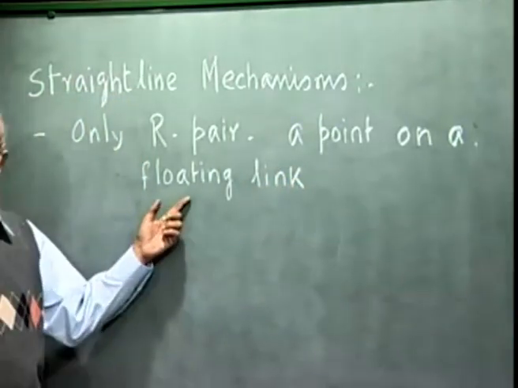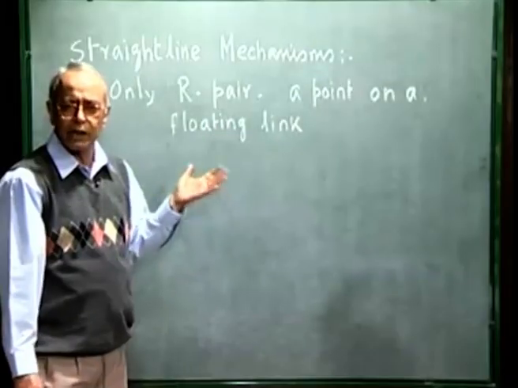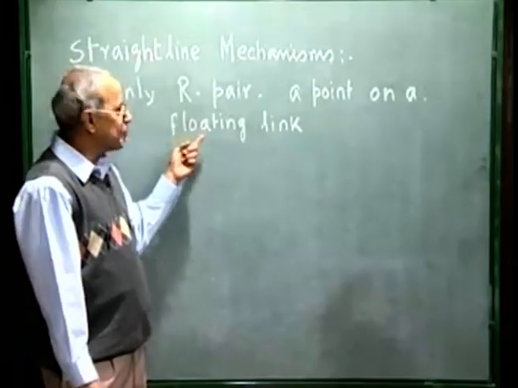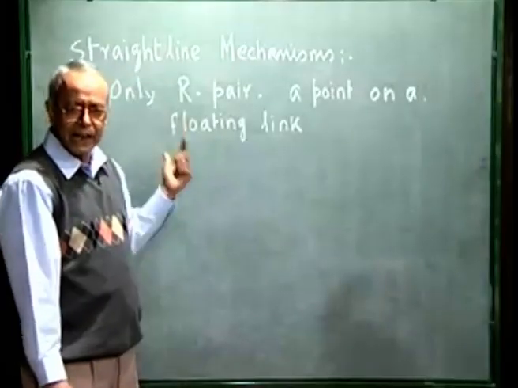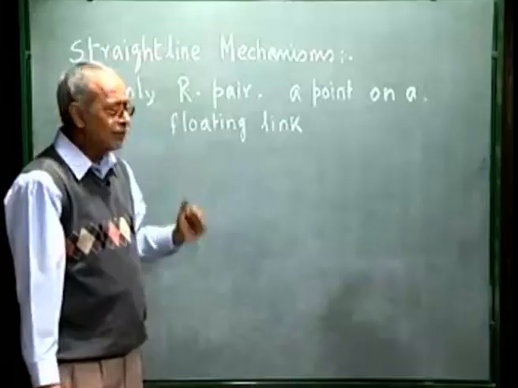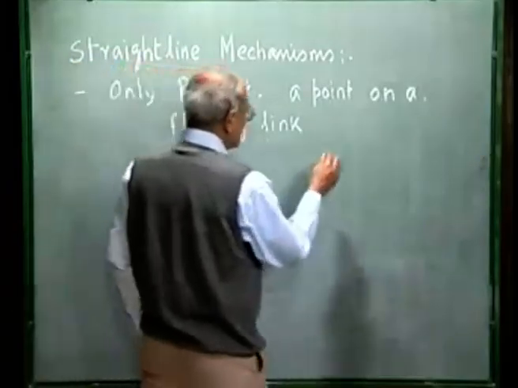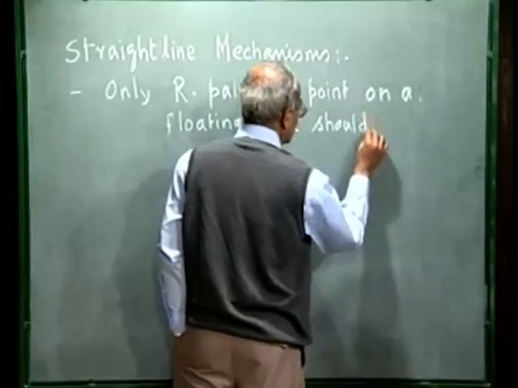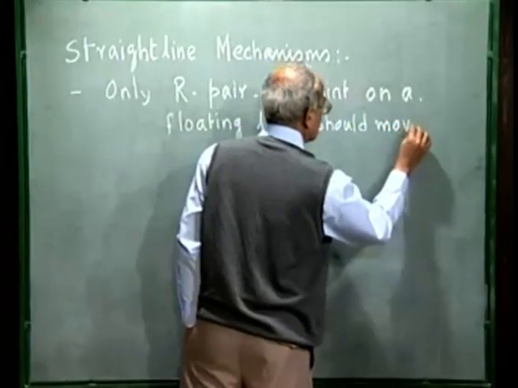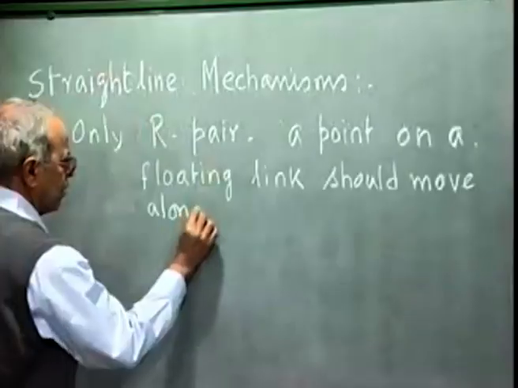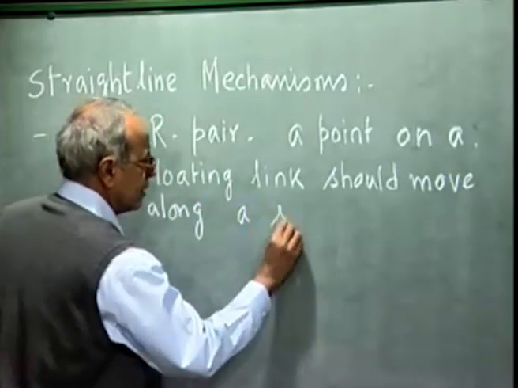Floating link means the link which is not connected to the ground or the fixed link, that is, not connected to the frame, like the coupler of a 4R linkage. The crank and follower are not floating links, it is the coupler which is the floating link. A point on a floating link should move along a straight line.